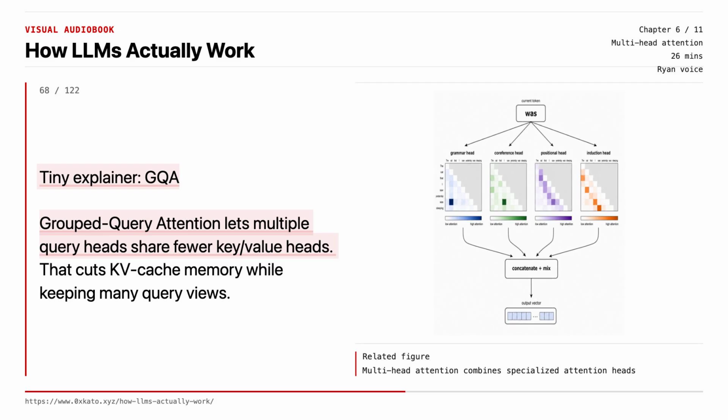Tiny explainer. GQA, grouped query attention, lets multiple query heads share fewer key-value heads. That cuts KV cache memory while keeping many query views.